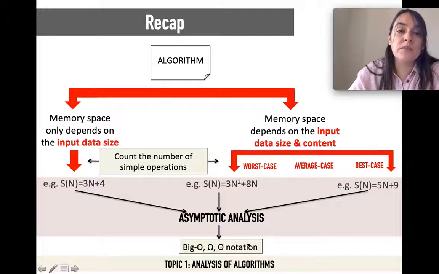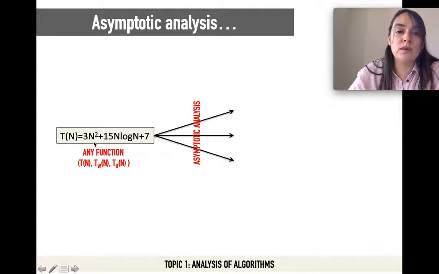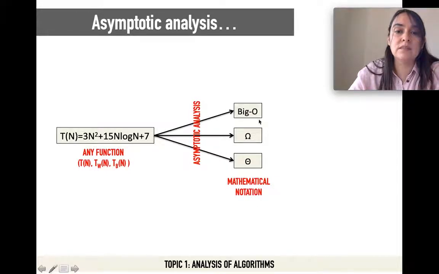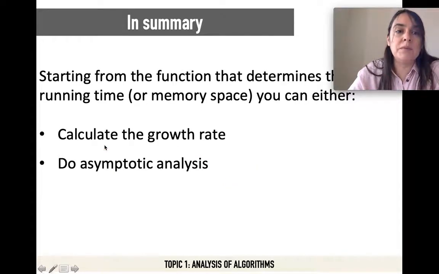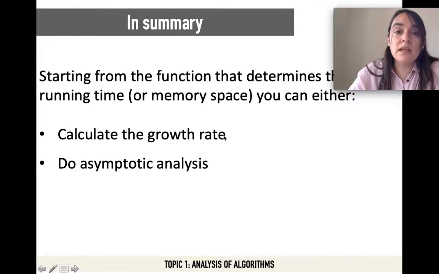Or seeing it from a different point of view, you get any function and you do asymptotic analysis and you get these three different notations. Some notations, depending on the case, are more useful than others, but you still can get the three notations for every function. So in summary, starting from the function that determines the running time or memory space, you can either calculate the growth rate, as we have been doing so far, or do the asymptotic analysis. And in the next videos, I'll show you how to do the asymptotic analysis. That's for now.